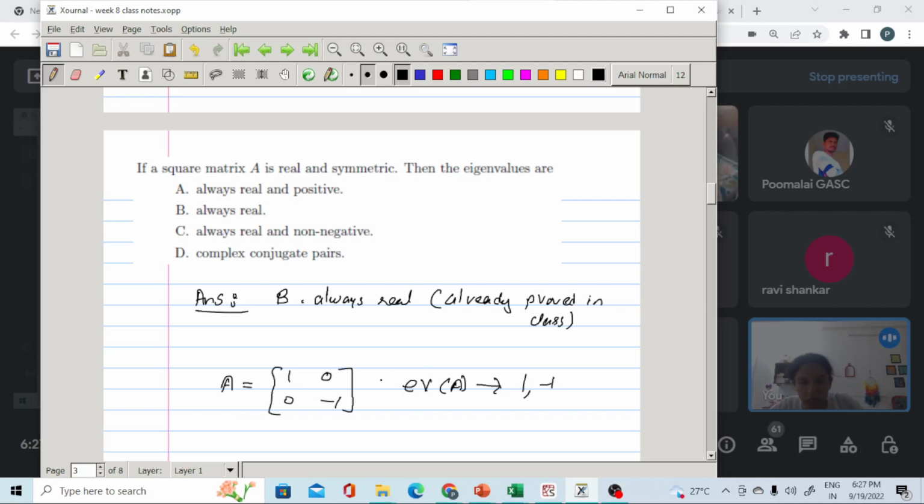From this example, we can also say A transpose equals A. A transpose will be the same as 1, 0, 0, minus 1. So A is a real symmetric matrix, but the eigenvalues are 1 and minus 1. So this is a counterexample for option A, since an eigenvalue takes a negative value also. Option C is also false because it takes a negative value, and D is false in the same way. So the only thing is, if A is real and symmetric, its eigenvalues are always real. Is this okay?